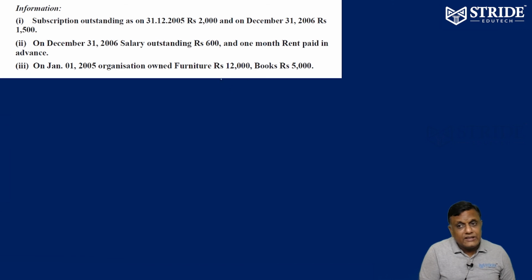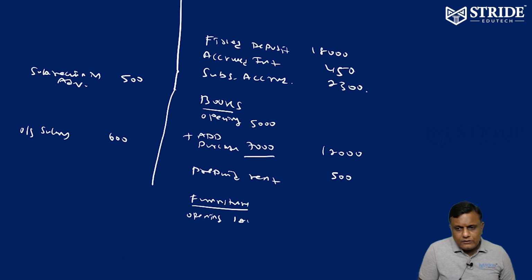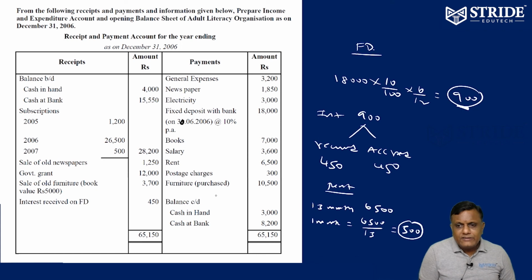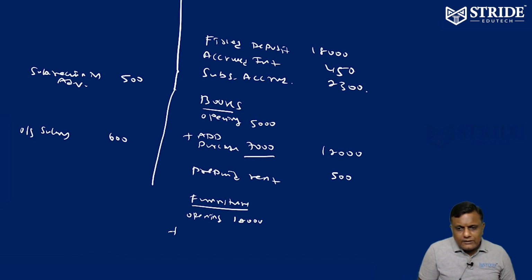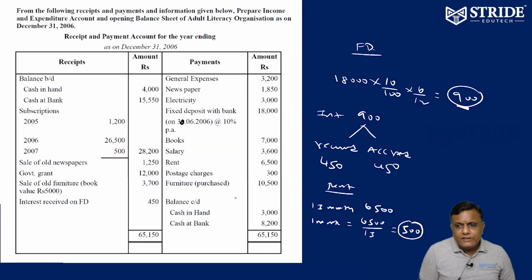Opening furniture will come under last year's balance sheet. For the current year, we have to add on. Opening furniture, how much? 12,000. Is there any furniture purchased in the current year? Yes, 10,500. Add on 10,500. So add furniture purchased 10,500. Kindly check it out.